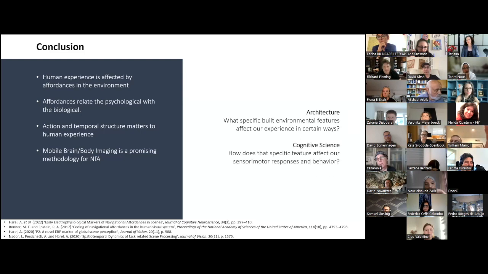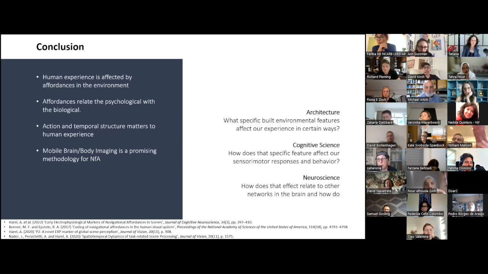And then I just brought a few questions here that I think might help some researchers and students who want to enter this field and begin thinking about how exactly they should approach neuroscience for architecture. My best advice is to identify a specific feature that architects work with, then try to understand how that specific feature is affecting the sensorimotor responses and behavior, and then ask the neuroscientific question: how does the effect relate to other networks in the brain?